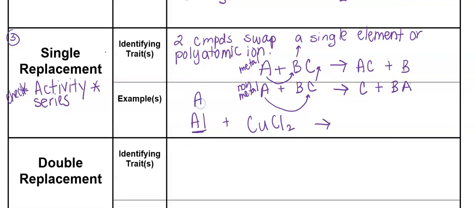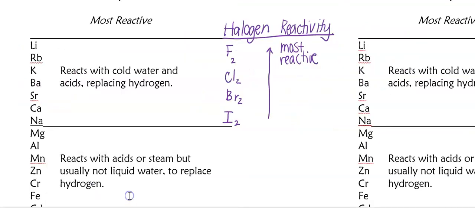So let's just call this A. And then we have a combination of something, in this case an ionic compound. So we have a metal replacing a metal spot. This is where I said you need to check your activity series. We need to check if aluminum is more reactive than copper, then it will actually occur. If it's not, the reaction won't even happen.